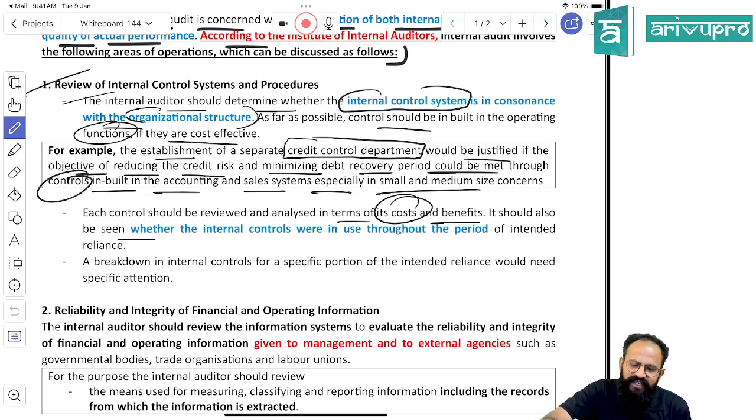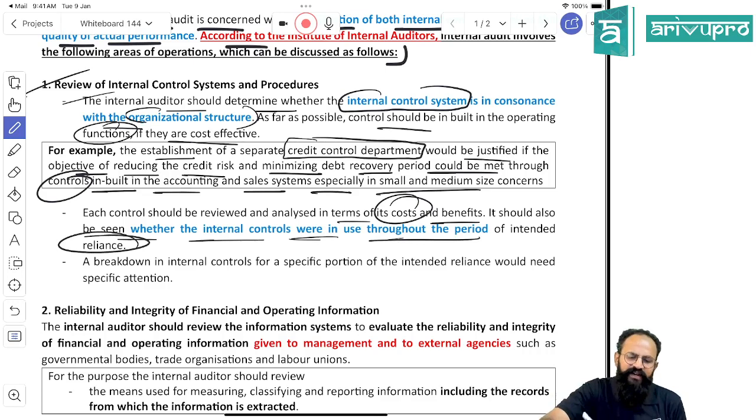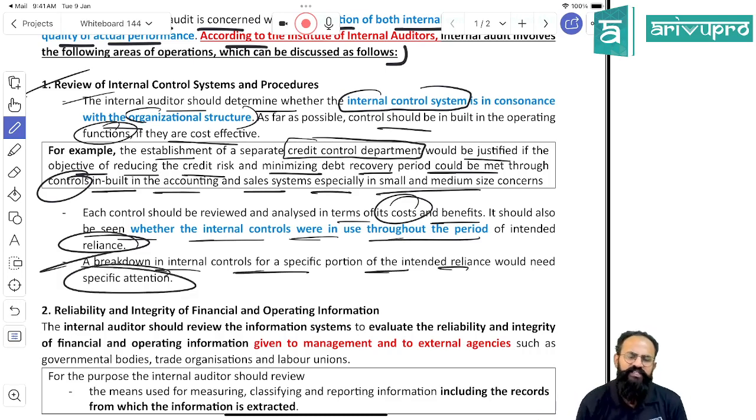It should also be seen whether the internal controls were in use throughout the period of intended reliance. Meaning, it's not like I just implement an internal control and you rarely use it. It should be of some use as well. Next one, a breakdown in internal controls for a specific portion of the intended reliance would need specific attention. Meaning, breakdown means what, people? Imagine I have implemented it, but somewhere in between it failed. There were some problems in internal control. There was a breakdown, it temporarily did not work. I need to give special attention to that.